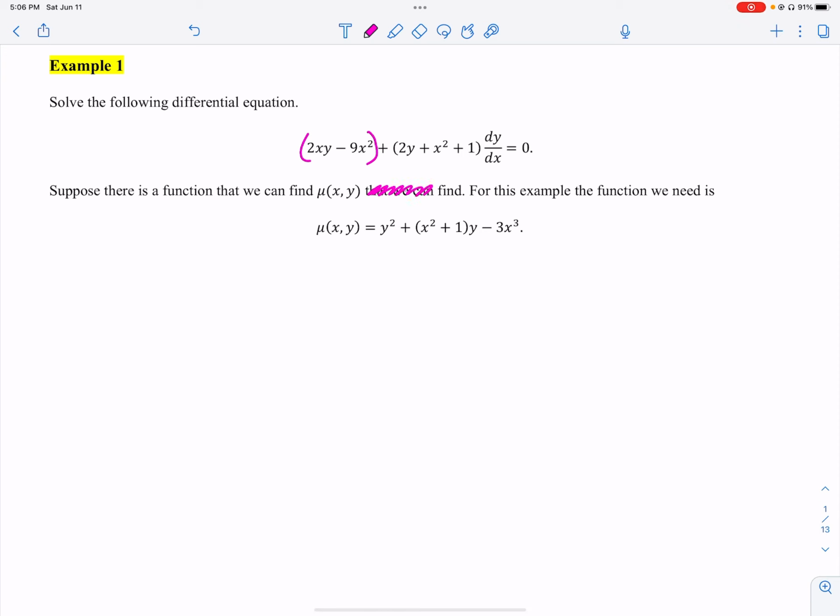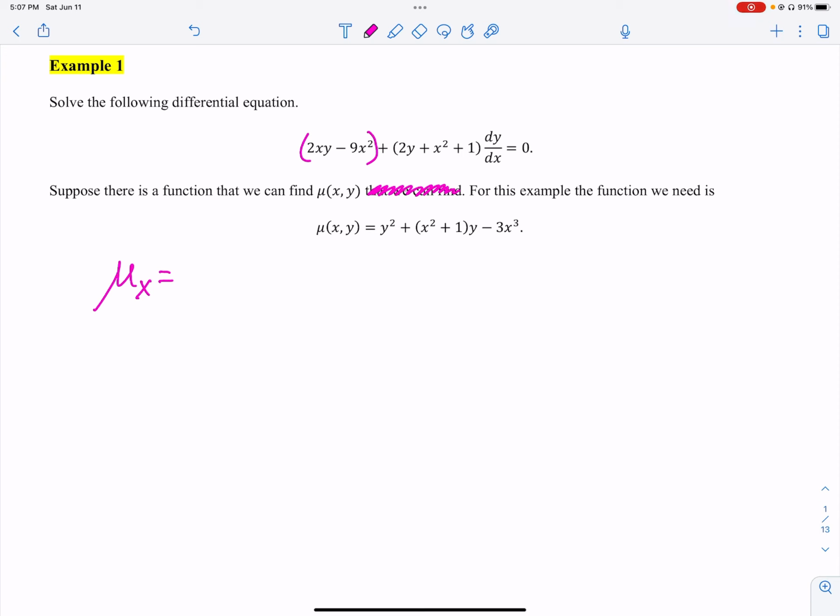Doesn't make sense. Okay, sorry about that. For this example, the function we need is that. So they told us that this is the answer. This is the function that we are going to use. And I want to show you something here. I want to take mu, and I want to take the partial of mu with respect to x. So that first term y squared is gone.